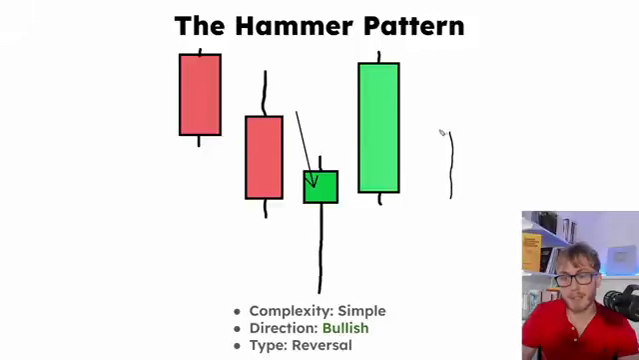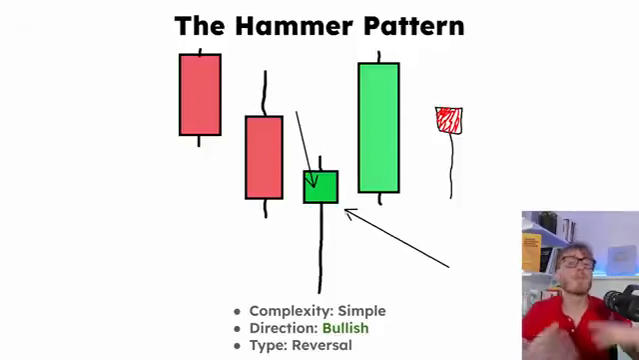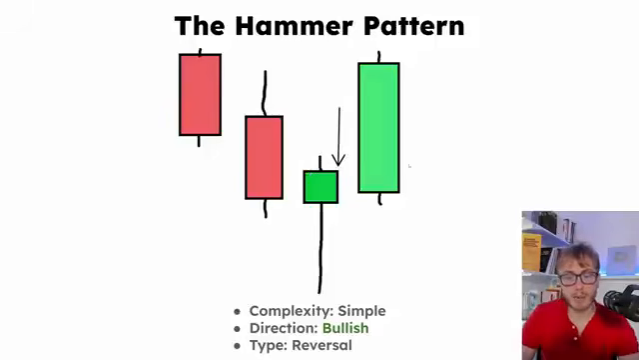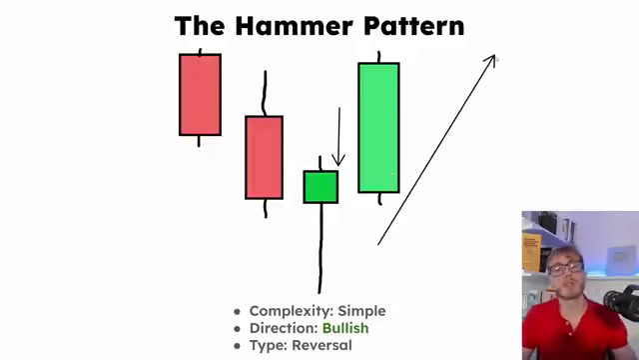So a hammer can look something like this with a red real body. However, if we have to choose between these patterns, the green hammer is more bullish and is a stronger signal. So preferably we want to see a green candle. And once again, when the candle closes, the pattern is confirmed and it indicates a reversal to the upside.